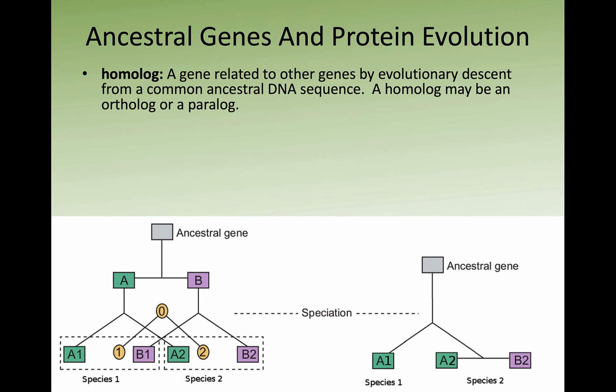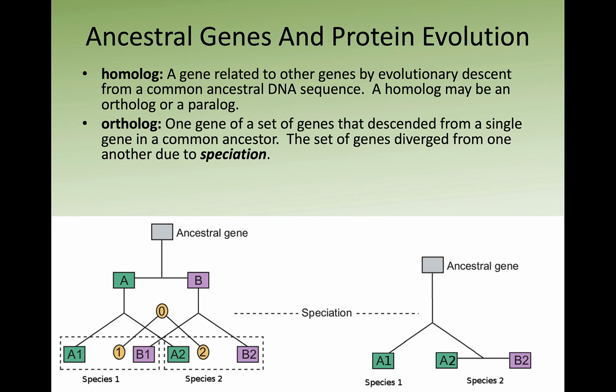So if I was to talk about a homolog, what is a homolog? A homolog is a gene that's related to other genes by evolutionary descent from a common ancestor. And when we talk about homologs, there are generally two major types, orthologs and paralogs. So an ortholog is what we're going to be using when we compare species. This is one gene of a set of genes that descended from a single gene in a common ancestor, and these sets of genes diverge from each other due to speciation.